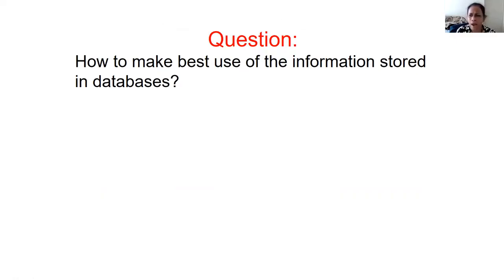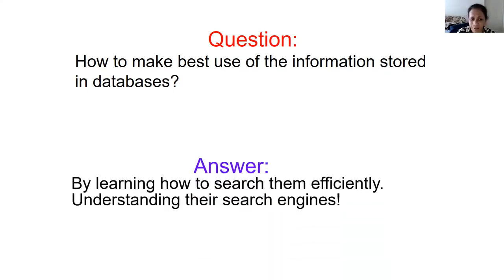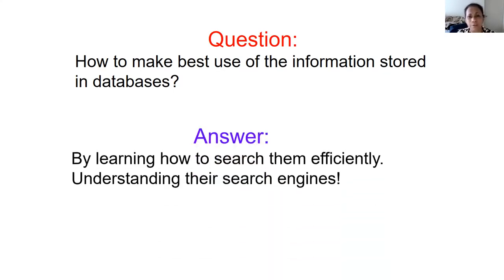Okay, so how to make best use of information stored in any database. What is the best? I'm standing here and telling you that NCBI is one of the best. It has so many different databases. It has lots and lots of information and lots and lots of data. And UniProt also has lots and lots of information, right? So how can you make best use of all the information that is there in UniProt and NCBI? Any database for that matter. How do you make best use of any database? By learning how to search them efficiently, right?